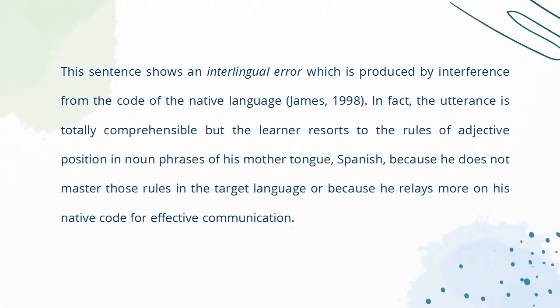This sentence shows an interlingual error, which is produced by interference from the code of the native language. In fact, the utterance is totally comprehensible, but the learner resorts to the rules of adjective position in noun phrases of his mother tongue, Spanish, because he does not master those rules in the target language, or because he relies more on his native code for effective communication.